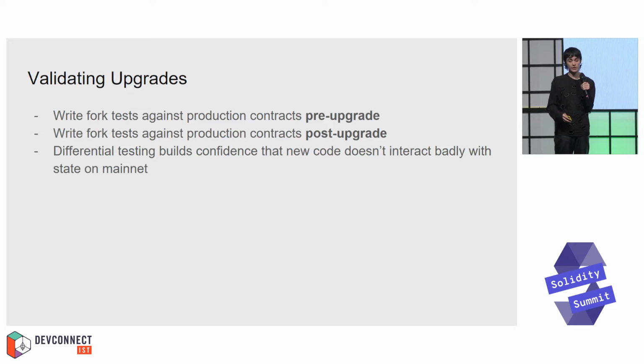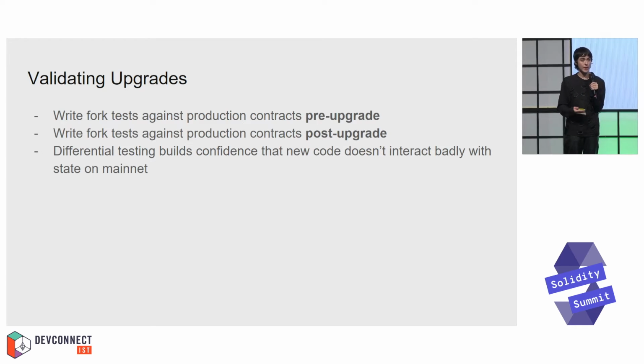Another really important use case would be for validating upgrades. So you can write mainnet fork tests against your production contracts pre-upgrade and post-upgrade. And differential testing here can build confidence that your new code after the upgrade doesn't interact badly with the state on mainnet. The benefits here are more straightforward. Upgrades are sensitive operations, mission critical to be secure.